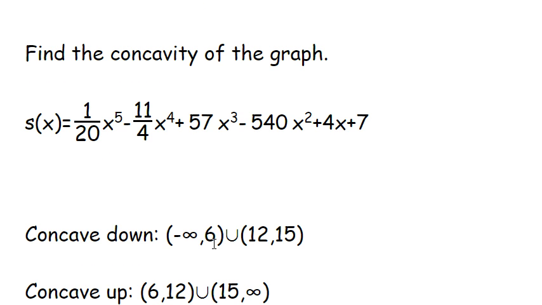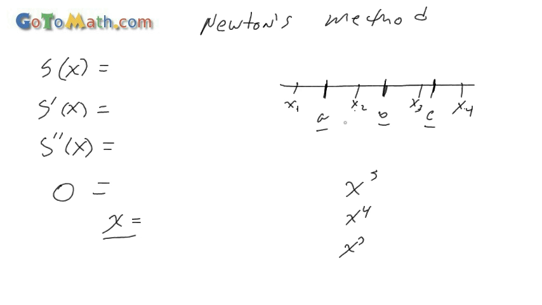You should get 6, 12, and 15. Okay, these are going to be the 3 numbers that you should get: 6, 12, and 15 once you use Newton's method. So you'll have to do your initial guesses there when you use Newton's method. Try to find 6, 12, and 15.